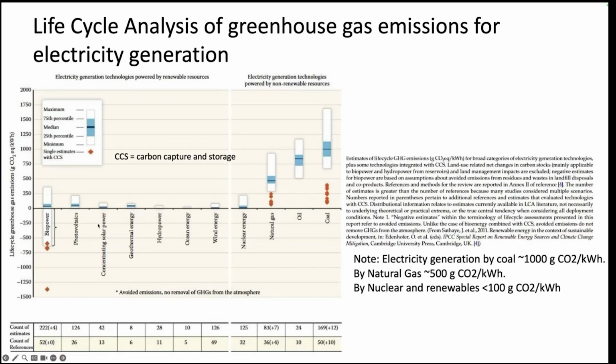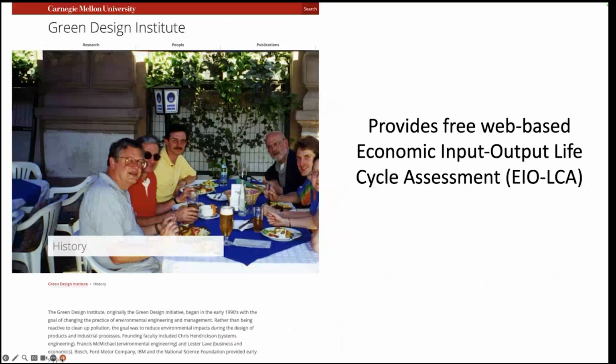So here's life cycle analysis for greenhouse gas emissions for electricity generation. This is life cycle greenhouse gas emissions, grams of CO2 equivalent per kilowatt hour. So biopower, photovoltaics, all of them, and then of course natural gas, oil, and coal. So we've talked about the fact that coal generates so much more CO2 per kilowatt hour, and the fact that renewables contribute so much less, but nuclear does too, which is one of the interesting jokers in the deck of energy cards that we can consider. So here the Green Design Institute at Carnegie Mellon provides free web-based economic input-output life cycle assessments.